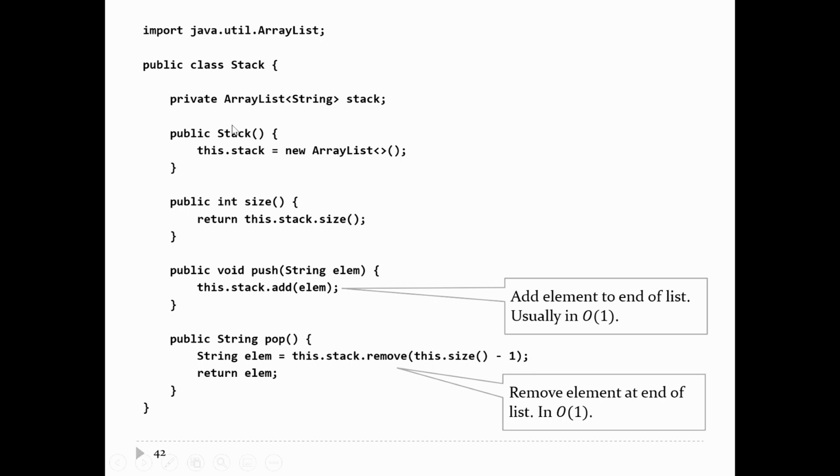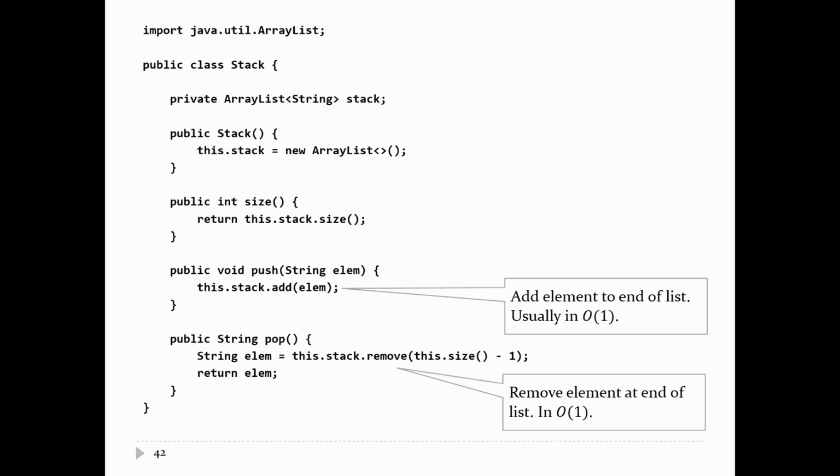We need a constructor. What does a constructor do? It initializes the field. So our constructor simply makes an empty array list, which gives us an empty stack. We've decided to add a size method so that someone can find out how many elements are on the stack. Well, it's just the number of elements in that list, so you just return this.stack.size.